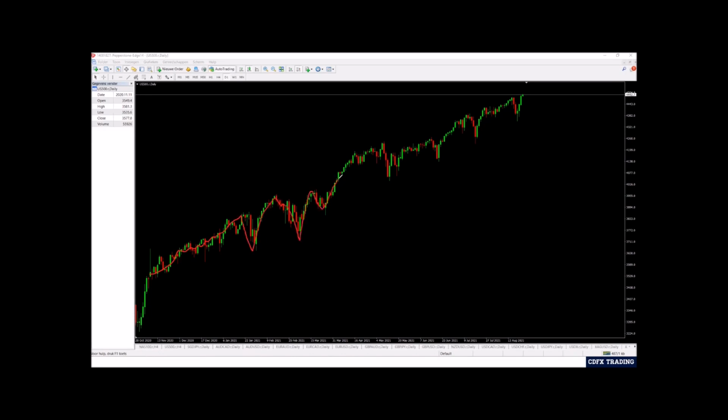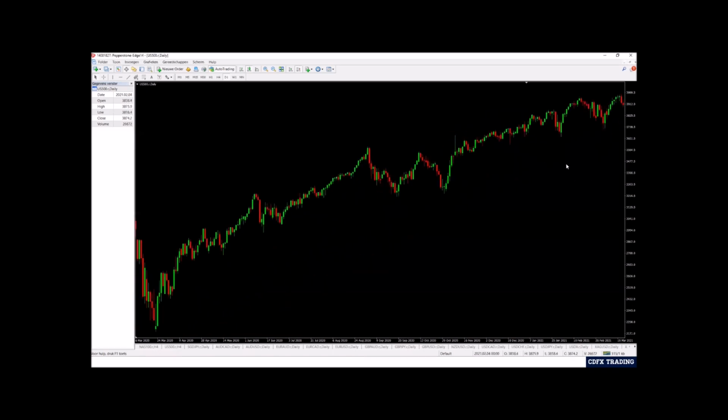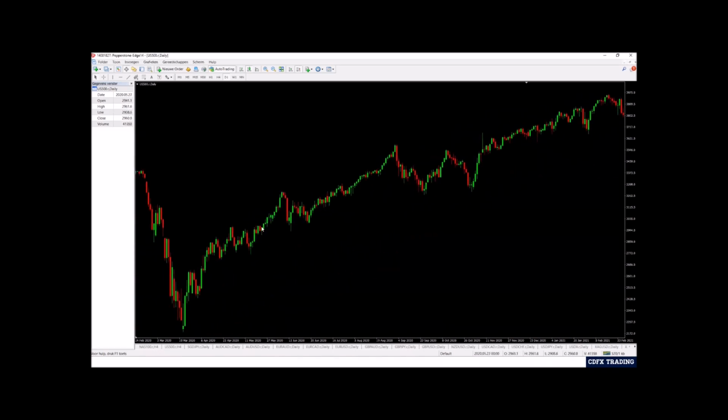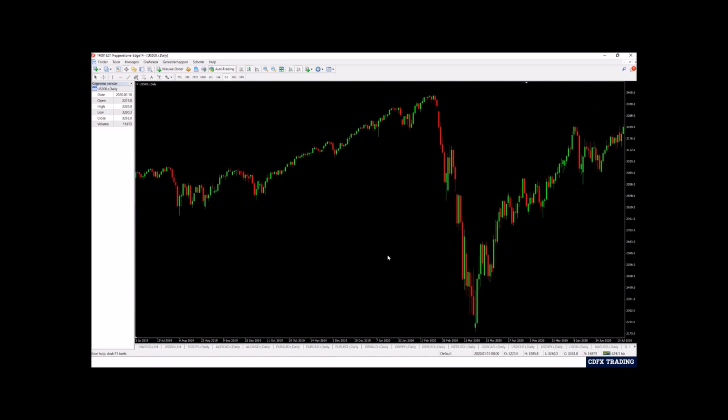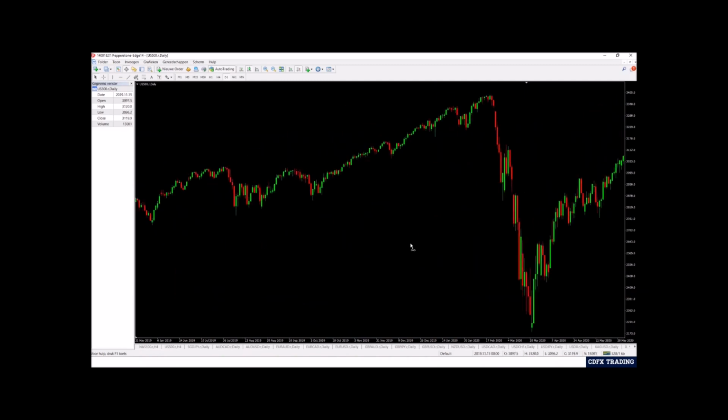V-shaped drop, a bit of a steady move, V-shaped drop, steady move, V-shaped drop, steady move, V-shaped drop, steady move, V-shaped drop. You get the idea. It goes on and on. Even if we go back, it's usually a steady move followed by some kind of V-shaped drop. Of course, this was a massive drop.